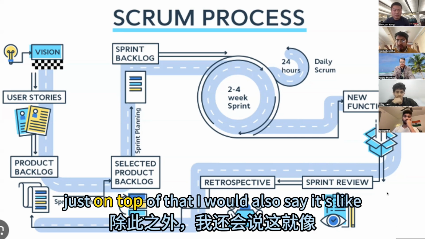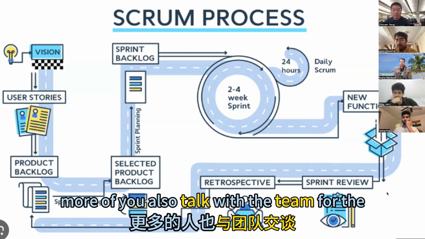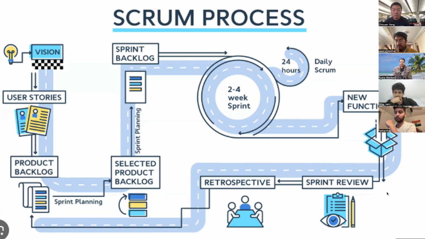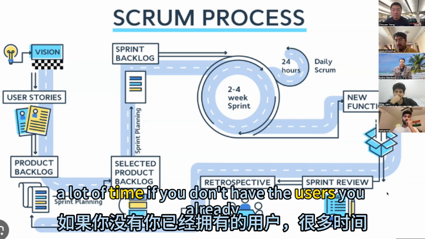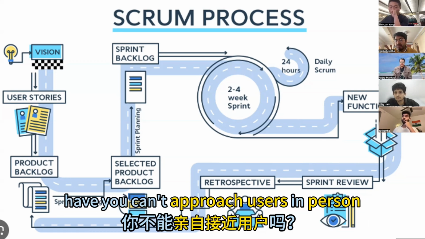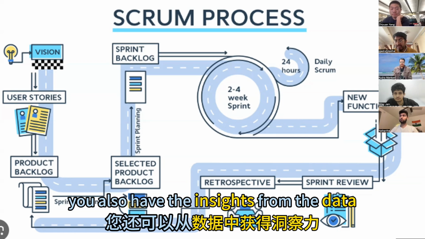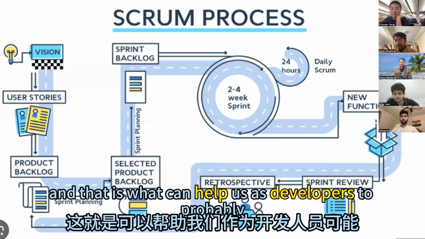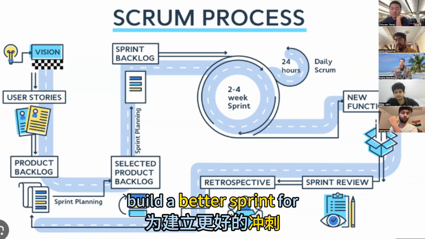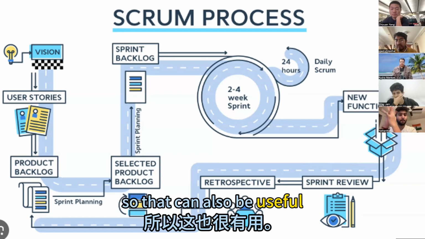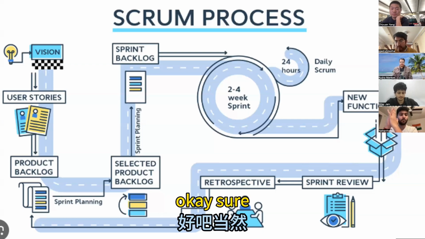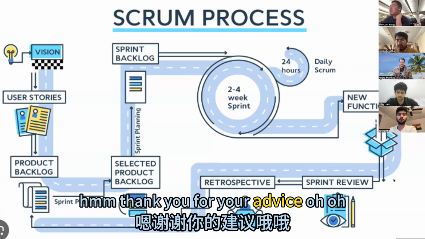Yeah, just on top of that, I would also say you should talk with the team about what you could have changed to better the action plan, because a lot of the time you can't approach users in person. You also have the insights from the data, and that can help us as developers build a better sprint during the next action plan too. So that can also be useful. Okay, sure. Thank you for your advice.